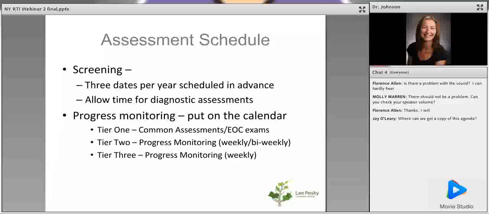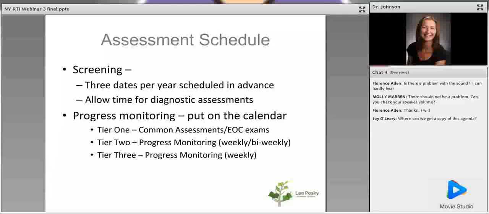Okay. The next consideration is how are we going to make sure that we collect the assessment data that helps drive all of our intervention decisions. And so just like anything, we want to make sure we calendar dates when this is going to happen, and we want to do it at the beginning of the year just like we would schedule fire drills and any other school event.